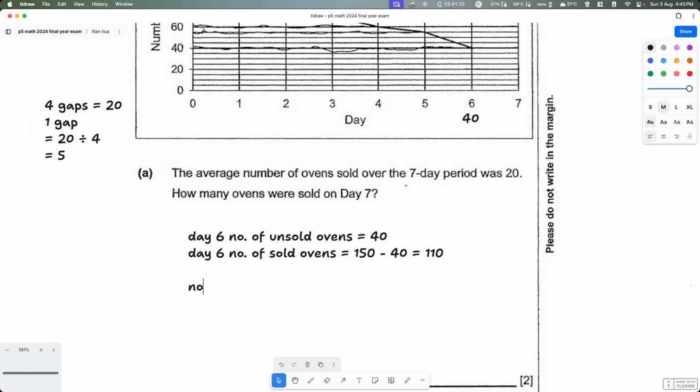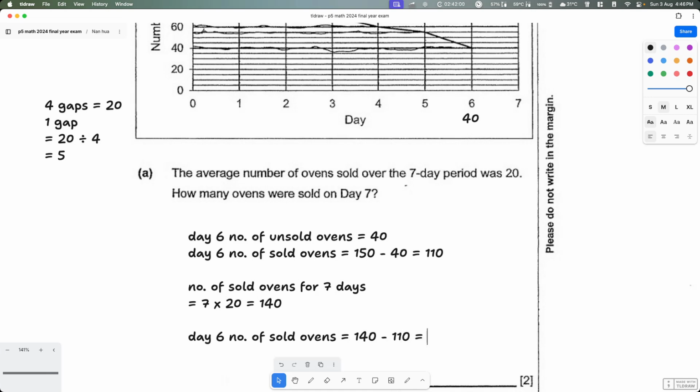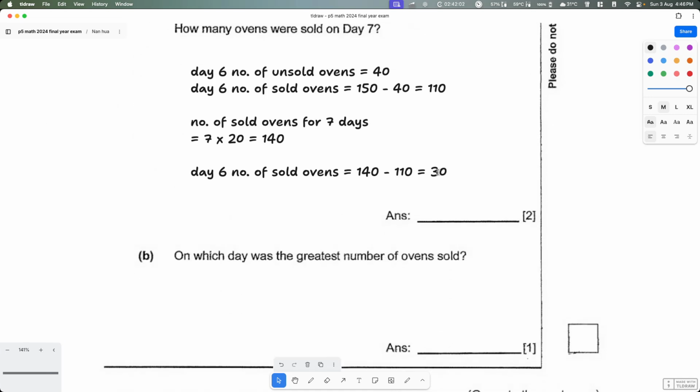So the number of sold ovens for 7 days is equal to 7 times 20. This will give us 140. So that means for day 7, the number of sold ovens is 140 minus 110, which gives us 30. And that's it, there's 30.